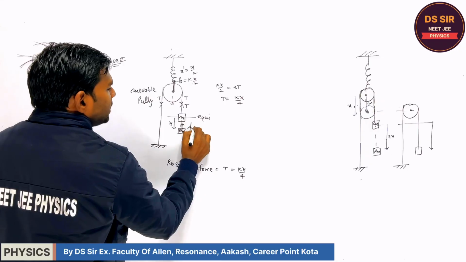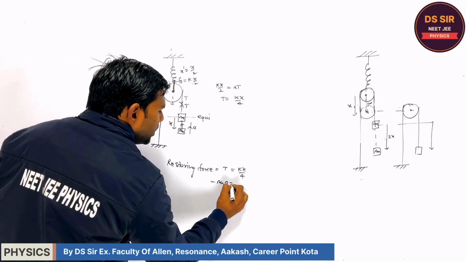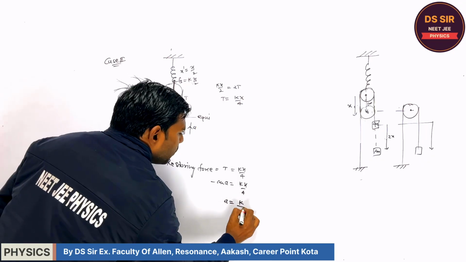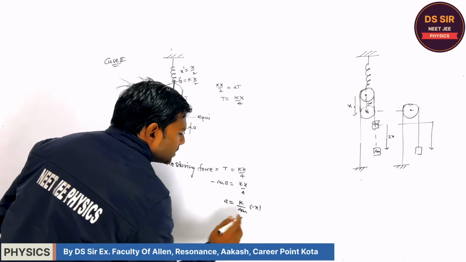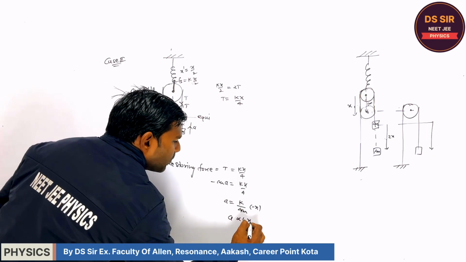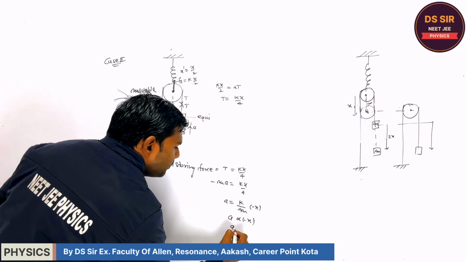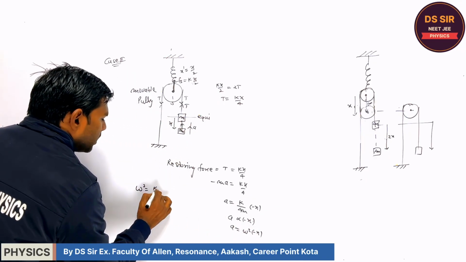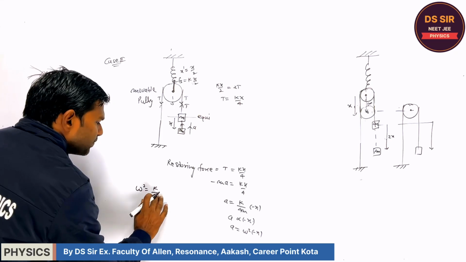And the acceleration will be in this direction, minus m into a is equal to kx by 4. So acceleration is k upon 4m times minus x. Therefore, acceleration is proportional to minus x, motion is SHM. Compare with this equation. The omega square is equal to what? K by 4m in this case.